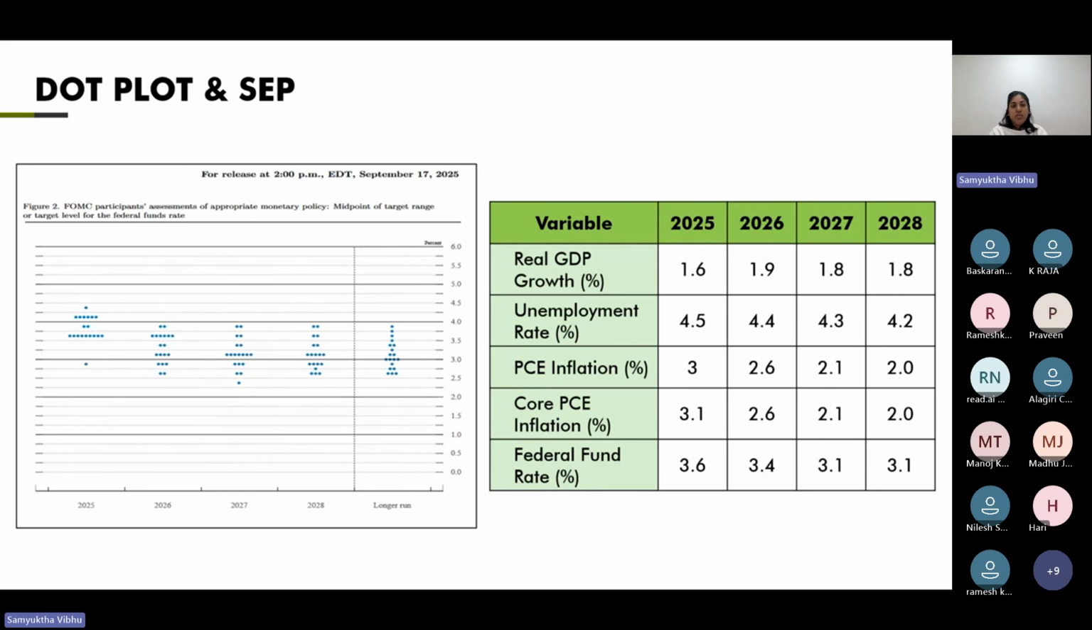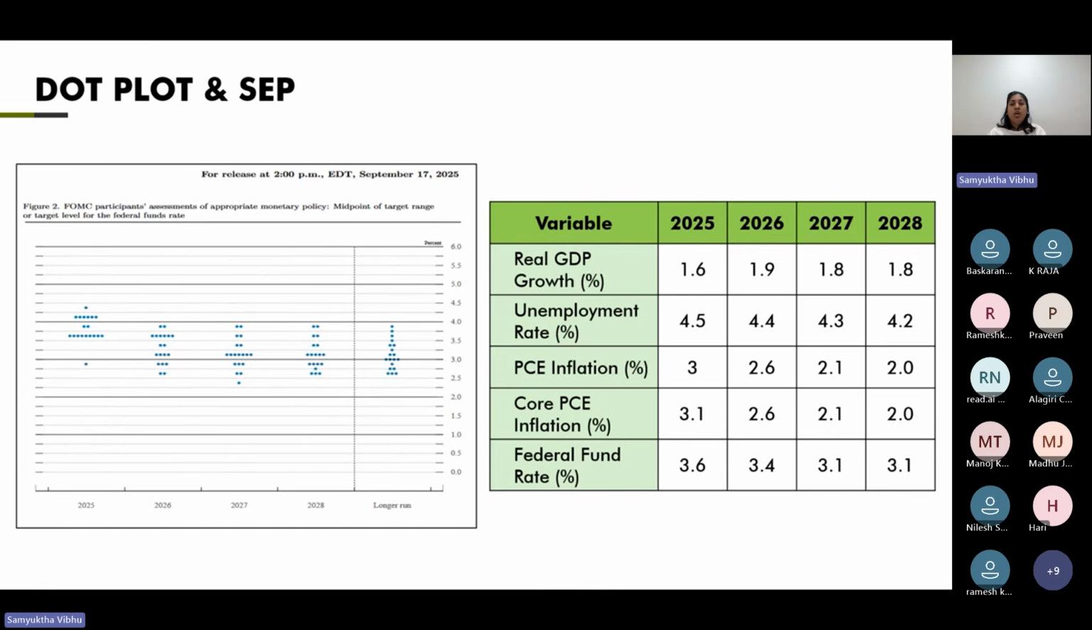So if we look at the summary of economic projections as well as the dot plot, we can clearly see that you are expecting rates to go lower, and a majority of policymakers are expecting rates to be between 3.5 to 3.75%. And that is for 2025, and in 2024 it goes even lower, right?